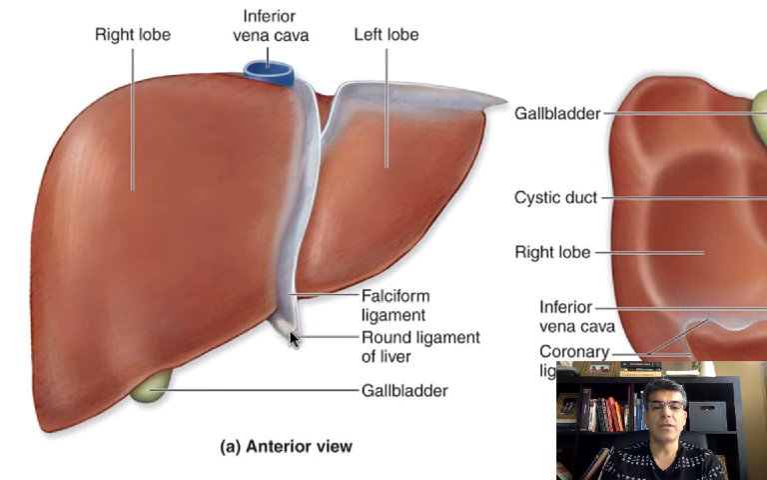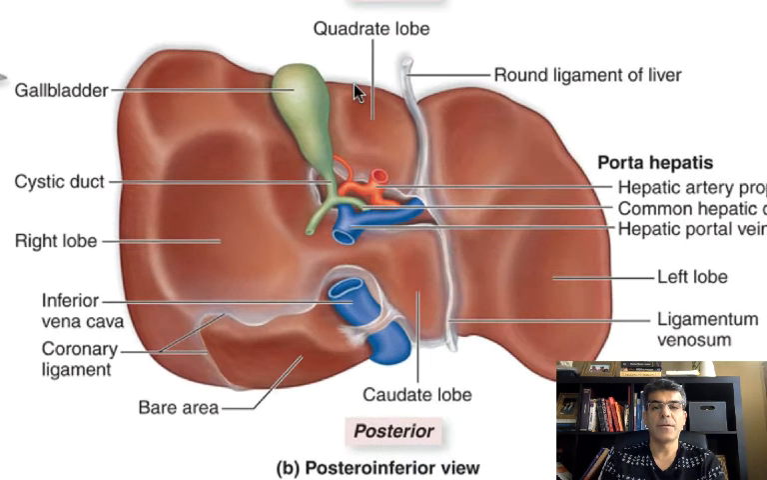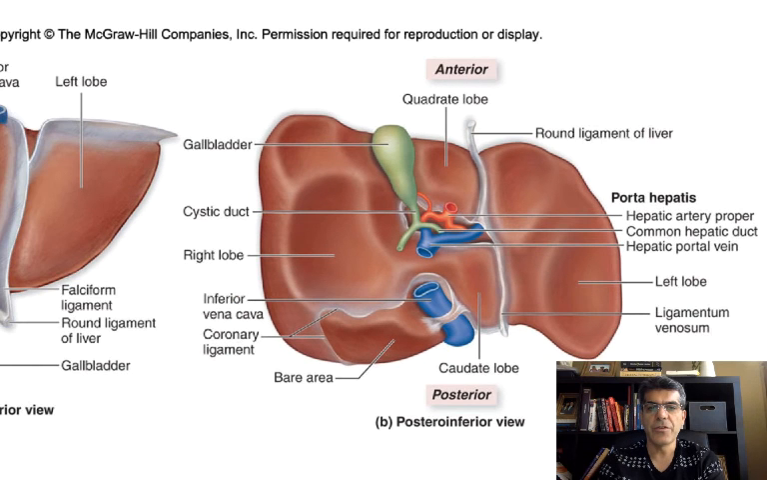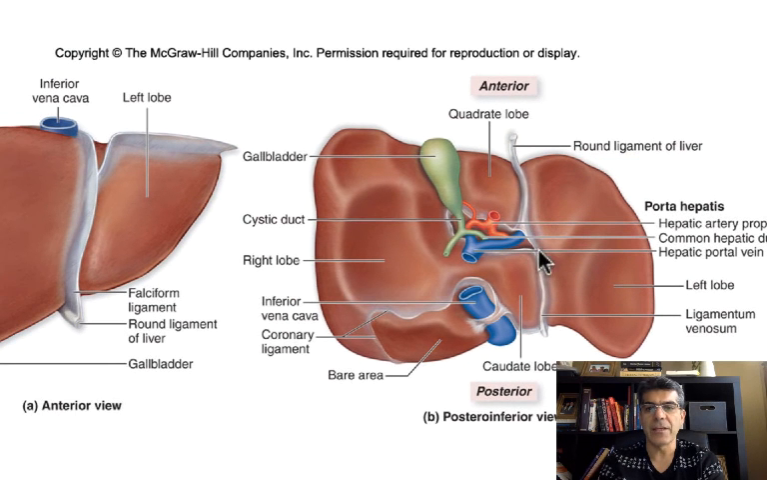This piece between the round ligament and the gallbladder, we already mentioned before. This piece here is called the quadrate lobe. And if you look at the back of the liver at the bottom, this piece is called the caudate lobe. As you can see in this picture, the continuation of the round ligament toward the back is called ligamentum venosum. So ligamentum venosum turns into the round ligament. So here's the round ligament. When you go toward the back, we call it ligamentum venosum.